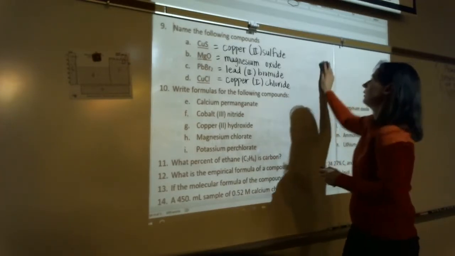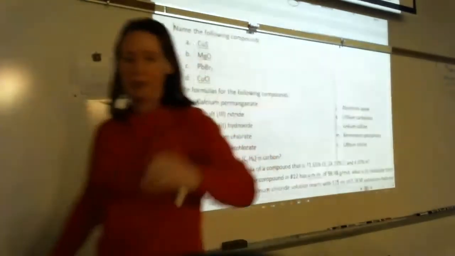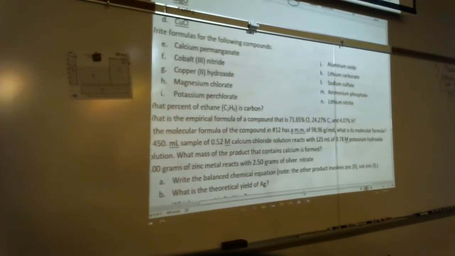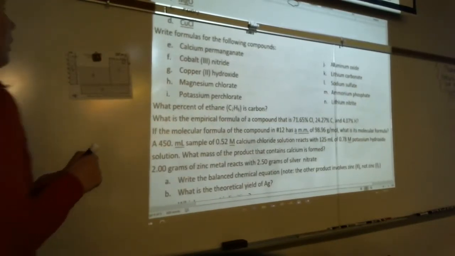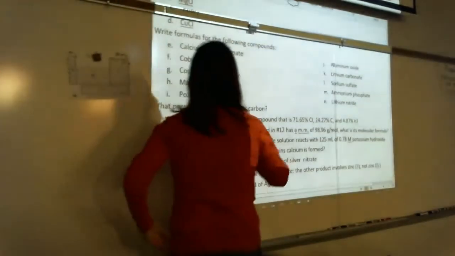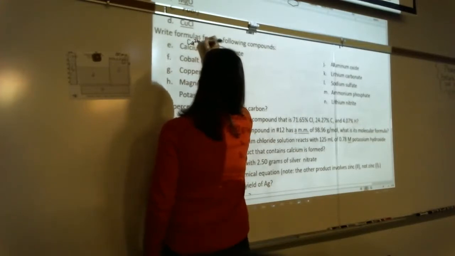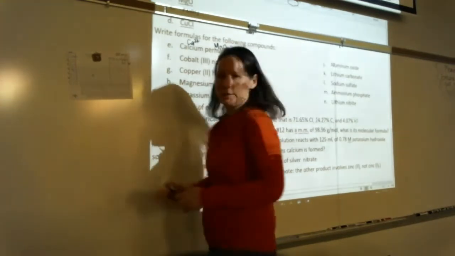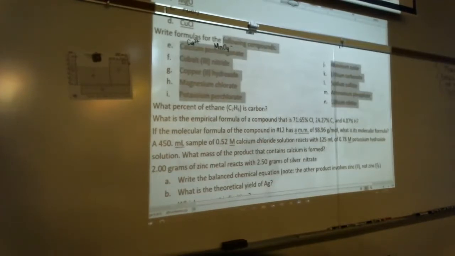All right, I'm trying to keep everything up so that if you're sitting in the back, you can see, okay? Right, formulas for these compounds. All right, calcium has what charge? Ca2+. Permanganate is minus 1. What's the formula? And then MnO4 minus, yes. Let me give myself some room here because this is going to get crowded quickly.